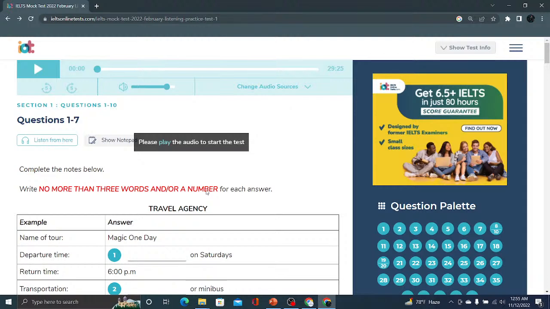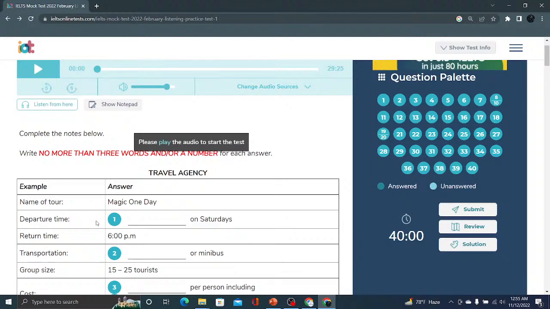Okay, this is our test. Now we are going to practice it together with answers and proper explanation. So let's start. Here we have the first rule to follow. It's saying that no more than 3 words and or a number for each answer. So we have to follow this. Let's move on. Here we have our first question, departure time. Let's highlight it.